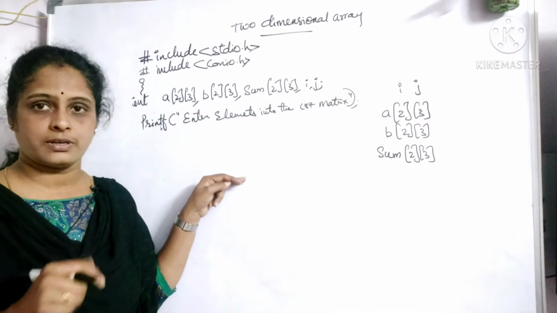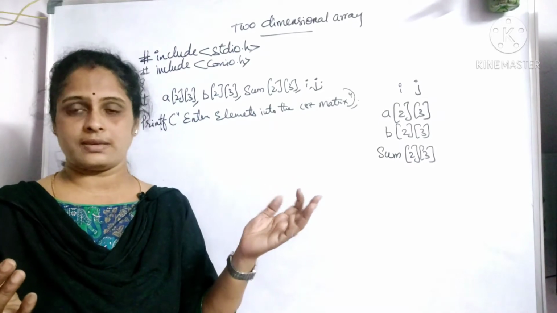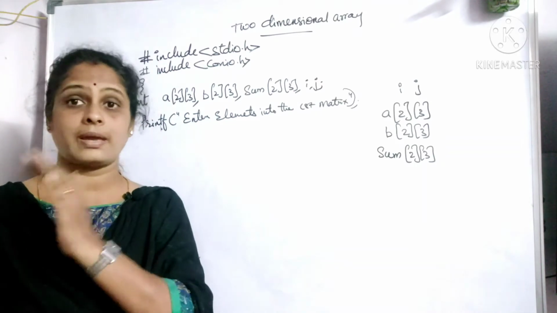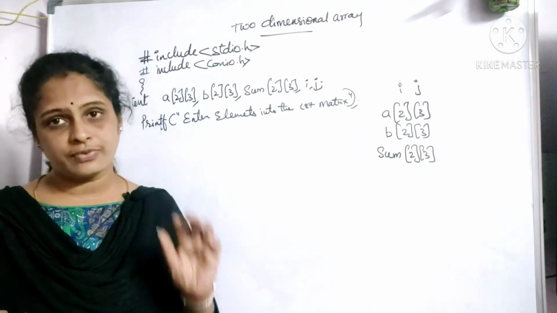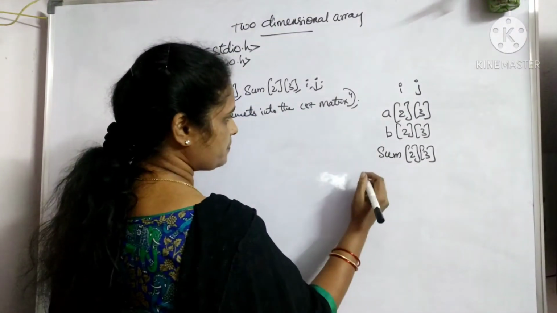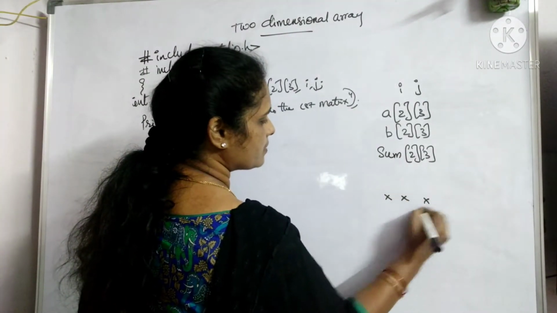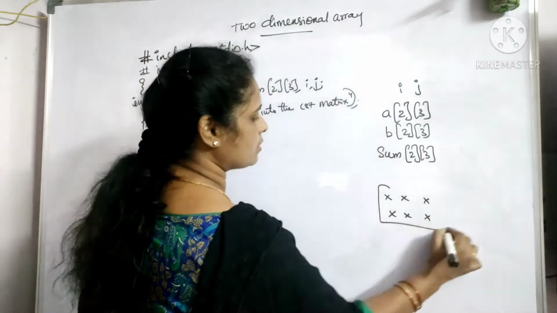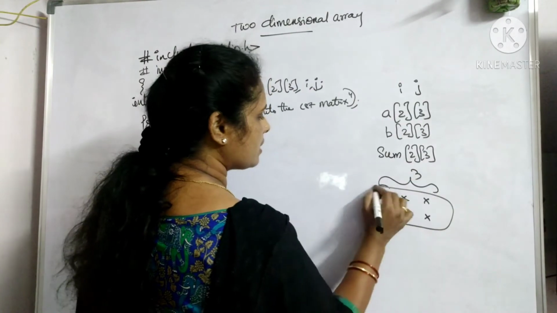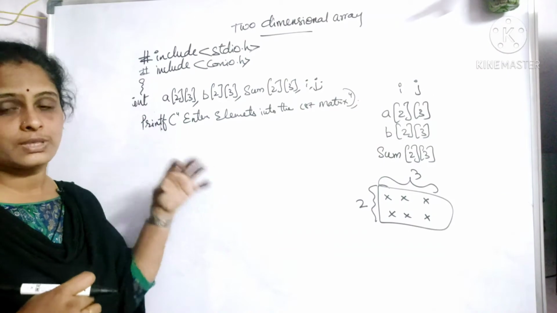Then I need to use scanf, but I can't directly use it because I have a group of elements to be inserted, that is in the 0th row 0th column, 0th row first column, and so on. So in this case I'll use a for loop to accept elements. Here I have 2 rows and 3 columns, that means 3 columns and 2 rows. This is how the memory representation will be. We'll see how to insert elements into this one by one.